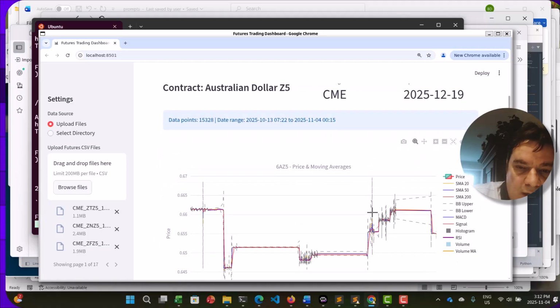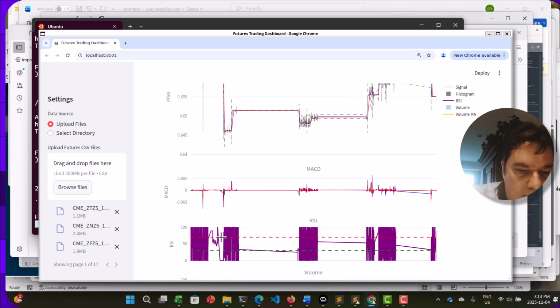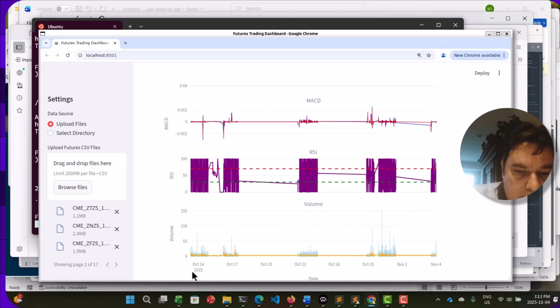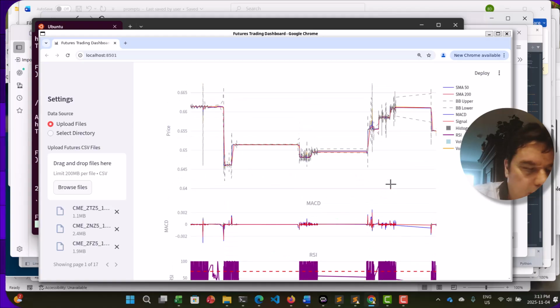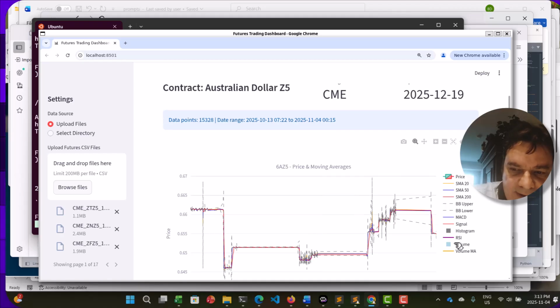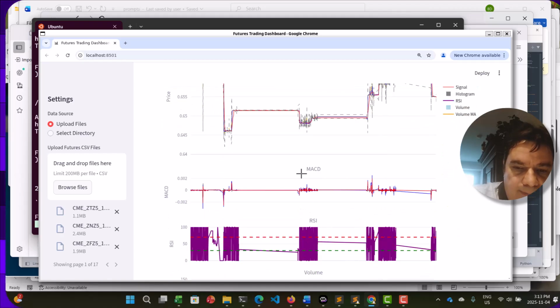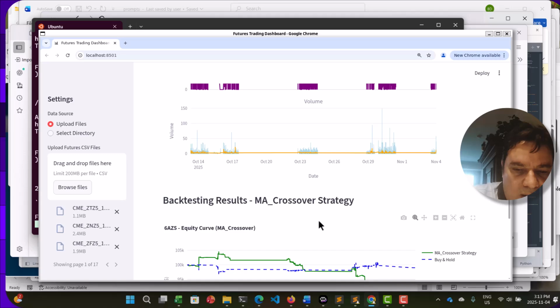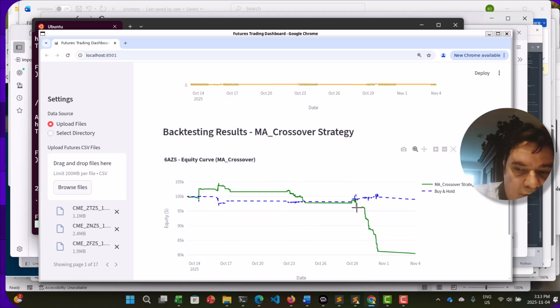So for each one, you can see all the different data points here. This one's got 15,000 rows. This is minute data. It goes all the way back to October 14th and includes today as well. So we have here all the standard popular technical analysis. We have MACD, RSI as well. We have an equity curve. And the nice thing I like about the AI I'm using is it adds in this buy and hold.